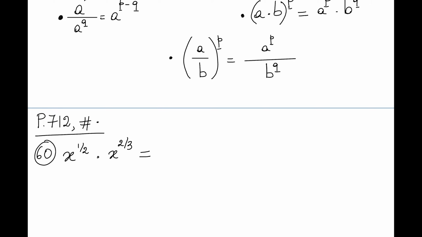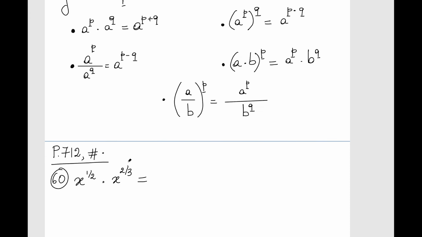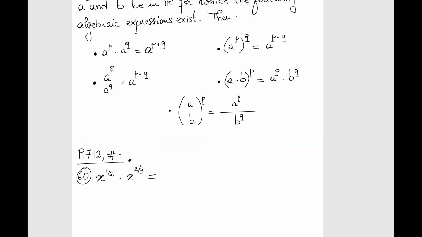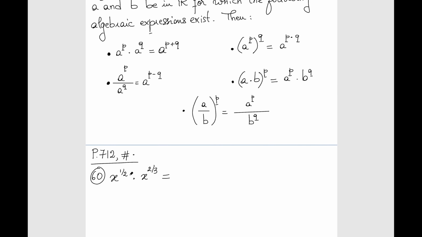Okay. Well, this is a product between two exponential expressions having the same base. So clearly this is of this structure. And what do we do? We keep the base and we add the powers. So I'm going to keep the base, which is common, x, and then I'm going to add the powers: 1/2 plus 2/3. Correct?